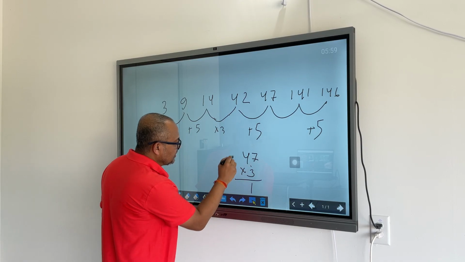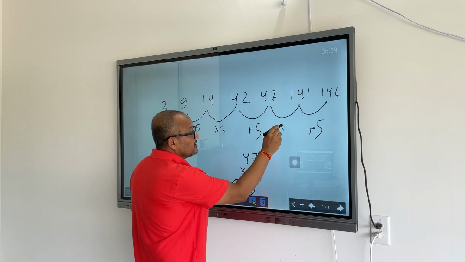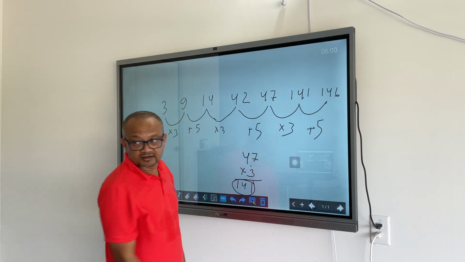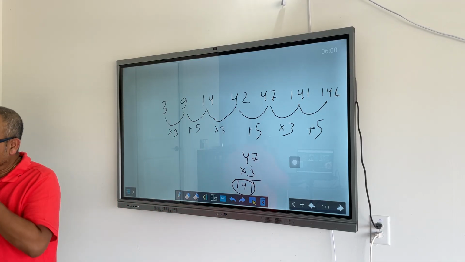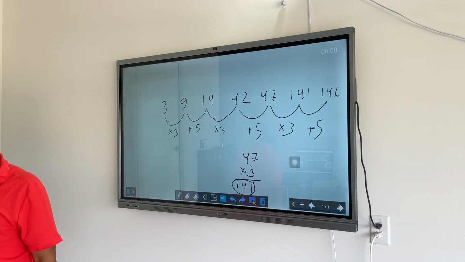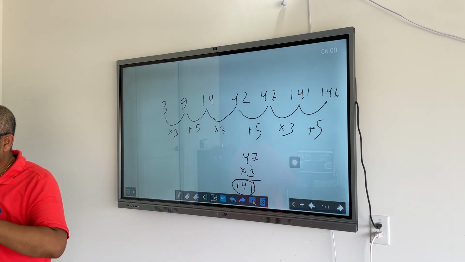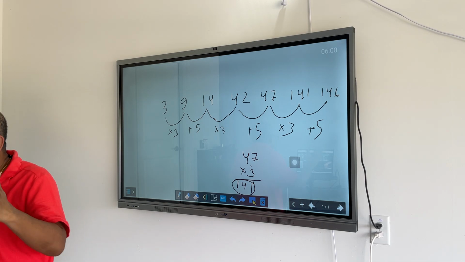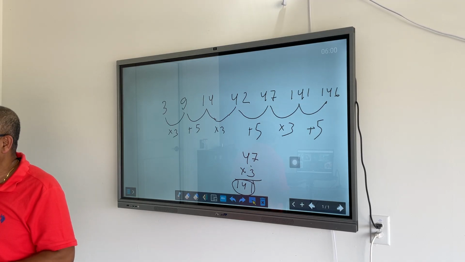3 times 7 is 21, 3 times 4 is 12 plus. Can you give me some time to solve it in my strategy? It's a very quick one. You can do it at home because your class is over. There are kids from the next class already in the class.